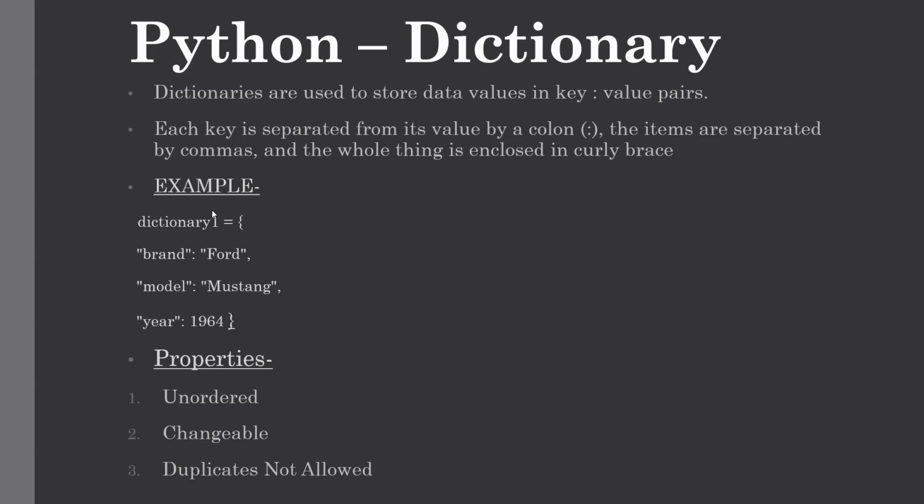So this is an example of a dictionary. This is the dictionary named dictionary 1, which is enclosed in curly braces, having 3 keys and 3 value pairs which are separated by a colon.